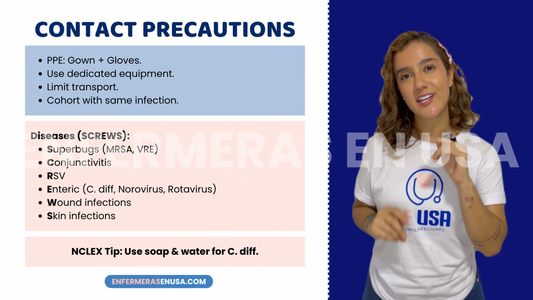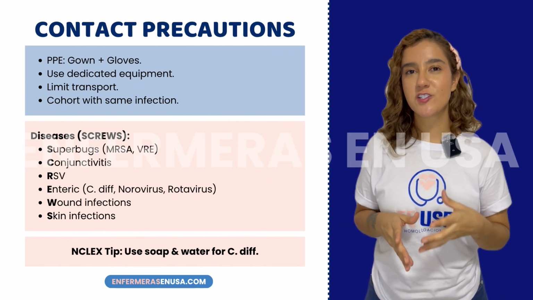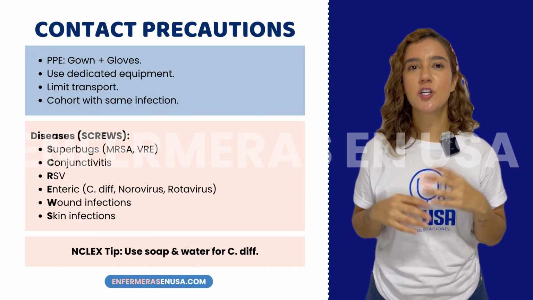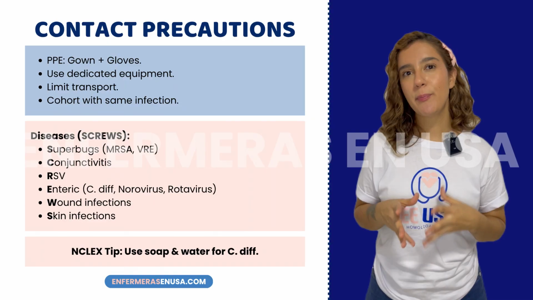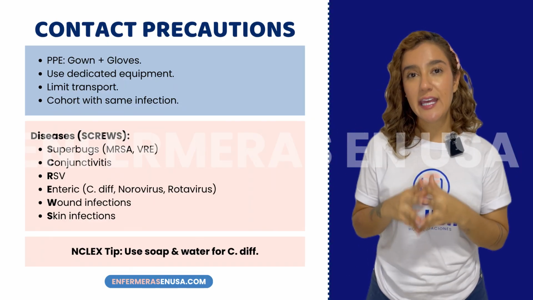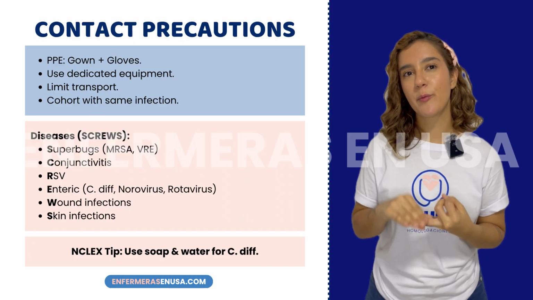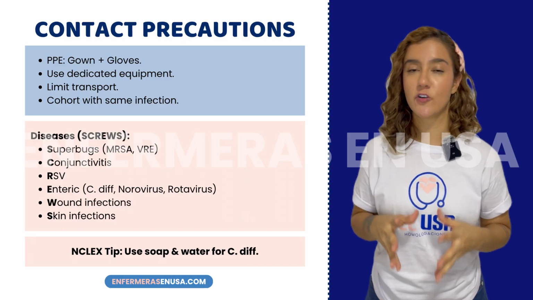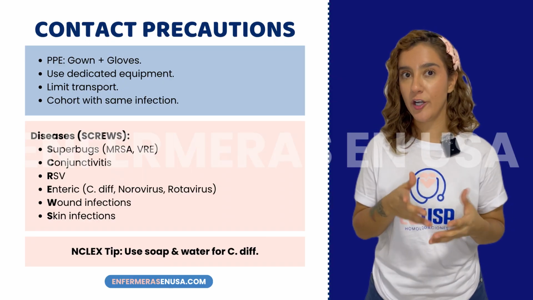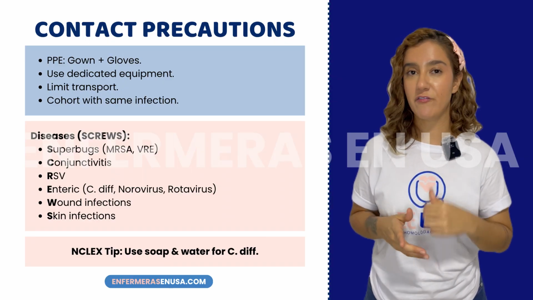Now, let's move to contact precautions. These are for infections that spread through direct or indirect contact, like touching the patient or contaminated objects. PPE you must wear: gown and gloves. Use dedicated equipment. It means thermometer, blood pressure cuff, and stethoscope just for the patient. Limit patient transport, and if you have to, cohort only with patients who have the same infection.